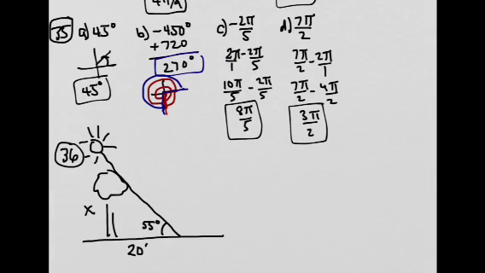So for number 36, you have a tree that casts a shadow on the ground that's 20 feet long. The angle of elevation of the sun is 55 degrees, so this is how you would draw it. And we're looking for the height of the tree. Okay, so we're going to treat this as a right triangle, and when you're solving for a right triangle, we use SOHCAHTOA.